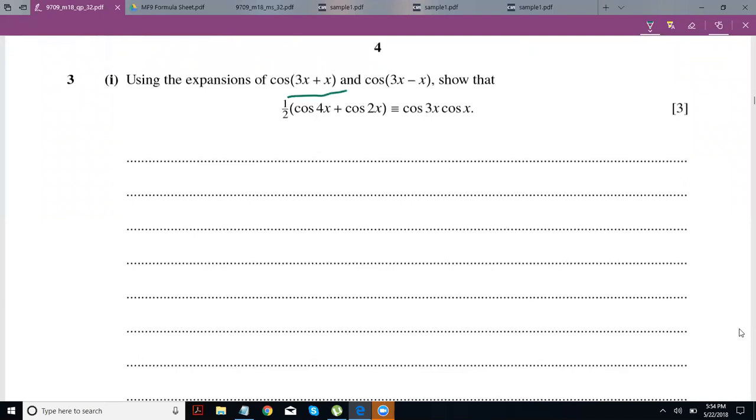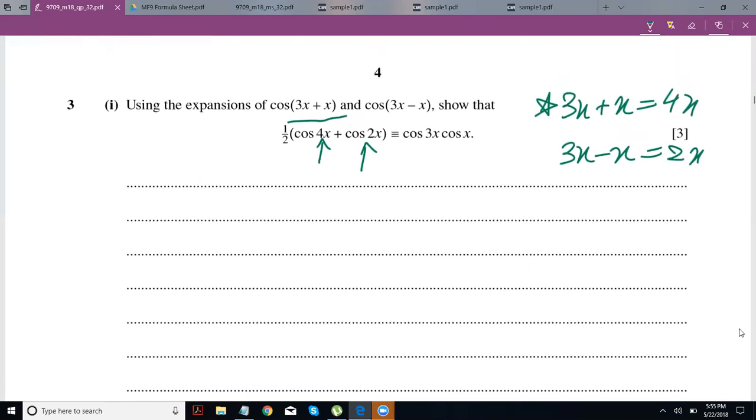Okay, so if you think about it, 3x plus x is 4x, right? Which means you have to use that to expand this. 3x minus x is 2x. This is how you're going to expand this. So using the formulas available to you in the MF9 table, we have to apply them and hence show that the left-hand side is equal to the right-hand side. I think in this particular case, it would be incorrect to try to use any other form of simplification because they specifically mention that they want you to use these two forms.